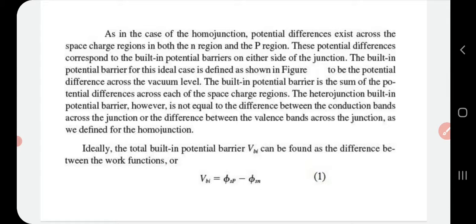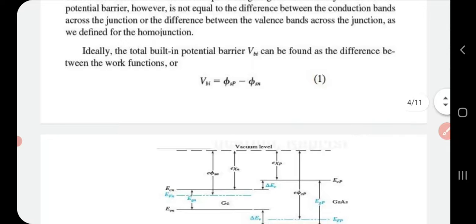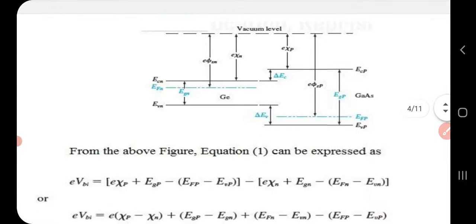Here the potential barrier, denoted as VBI, is taken as the difference between work functions, that is phi SP minus phi SN, that is, work function of the P-type semiconductor minus work function of the N-type semiconductor. That is how potential barrier in a heterojunction is represented. Potential barrier in a homojunction is the difference between valence band and conduction band that extends across the junction, whereas in the case of a heterojunction, potential barrier is taken as the difference between the work functions. That is equation 1. See, here they have represented the vacuum level in this figure.